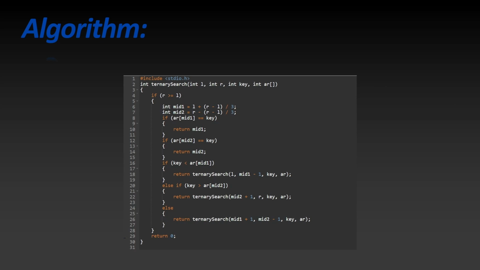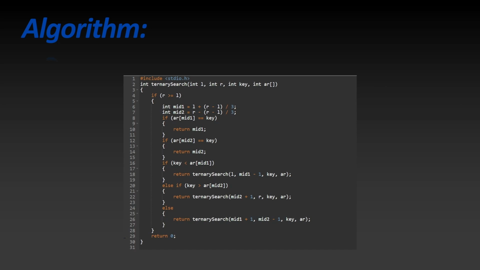We use the else if here. If the key is greater than the mid 2 element, we again use the recursive call and we update left to be mid 2 plus 1, right remains R, and the key and array are the same again. So in this call, we'll be moving our search space to the rightmost part of the array.